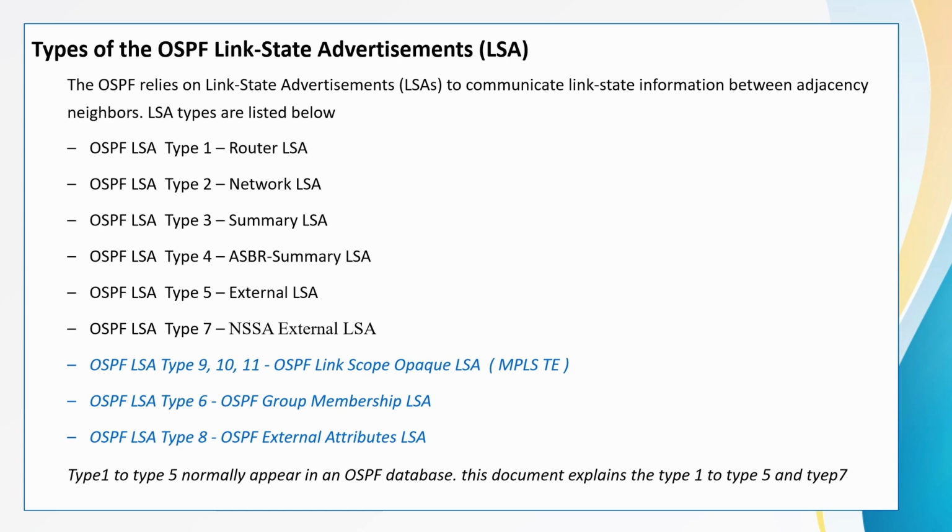NSSA stands for not-so-stubby area. OSPF LSA type 9, 10, 11 is OSPF link scope opaque LSA, mainly used by the MPLS traffic engineering. OSPF LSA type 6 is OSPF group member LSA. OSPF type 8 is OSPF external attributes LSA. So type 1 to type 5 normally appear in an OSPF database, and are very often used types. This document explains type 1 to type 5 and also type 7.